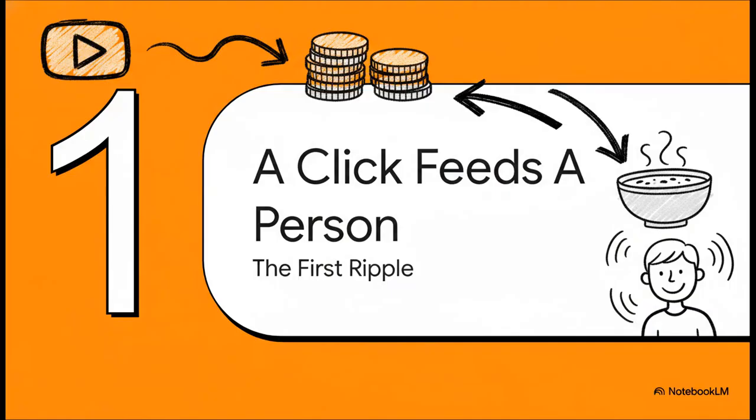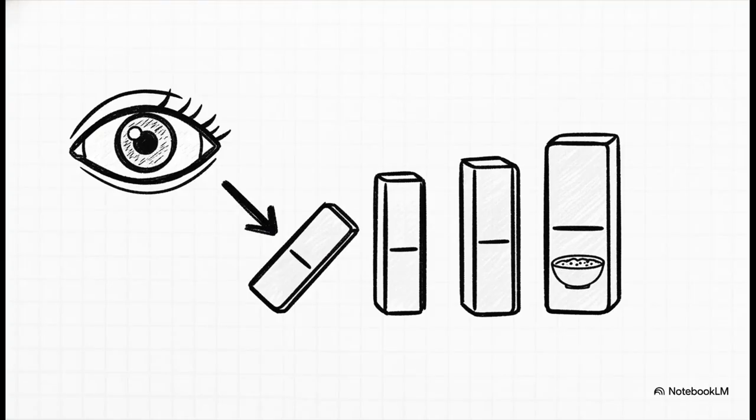So the first ripple is the most obvious one. It's super direct. You watch the source video, that generates money, and that money goes straight to providing meals for people who need them. It's a really clean, straightforward connection. So your view is basically the spark. It's the catalyst that gets the whole engine started. But, and this is the important part, that first meal is just the beginning. It's not the end of the story. It's the start of a massive chain reaction.